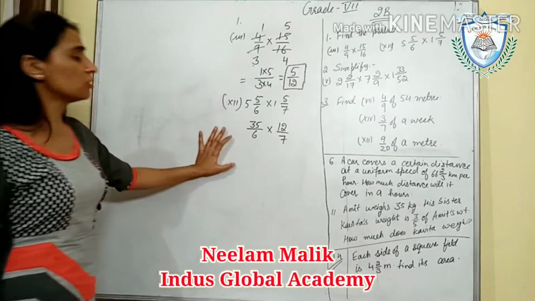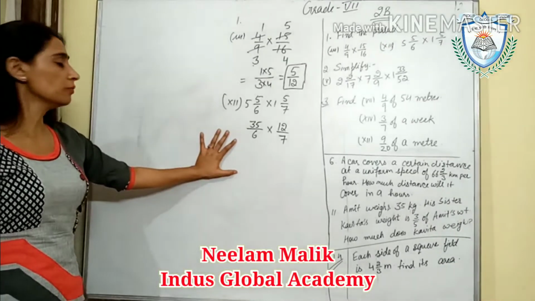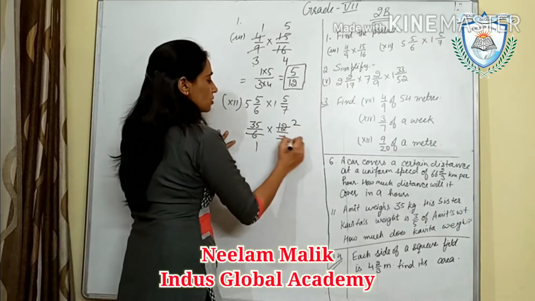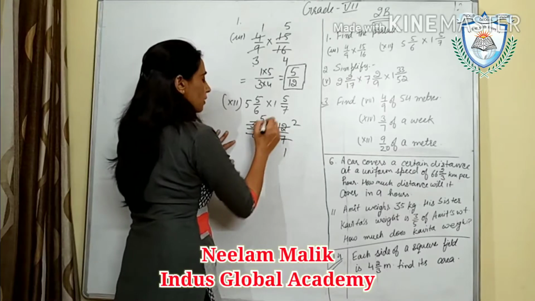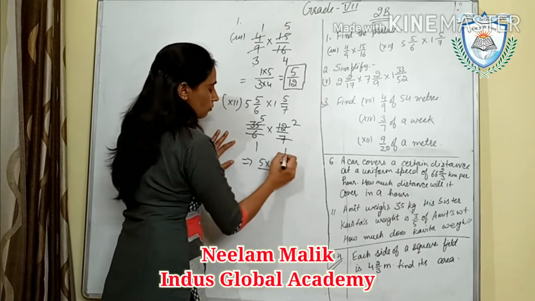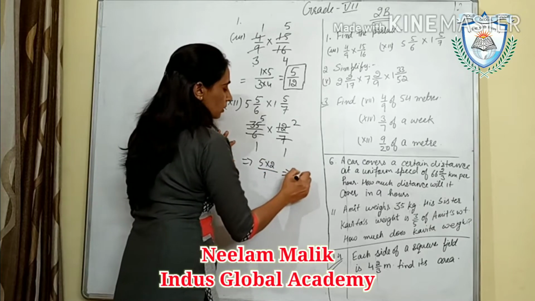Now we will check whether the numerator and denominator are cutting. Yes, 6 1s are 6 and 6 2s are. 7 1s are 7, 5s are. So what is left here? 5 into 2 and 1 into 1. So here will be 10.